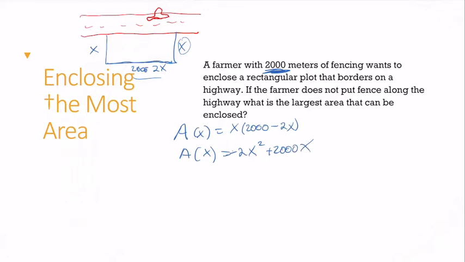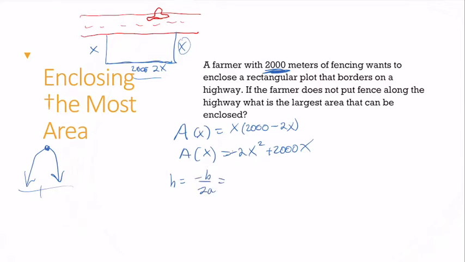Now, I want to know what the largest area is that can be enclosed. So the first thing I need to find is my maximum, right? This is a parabola that opens upside down. I need to find my h value of my vertex. So h equals negative b over 2a.